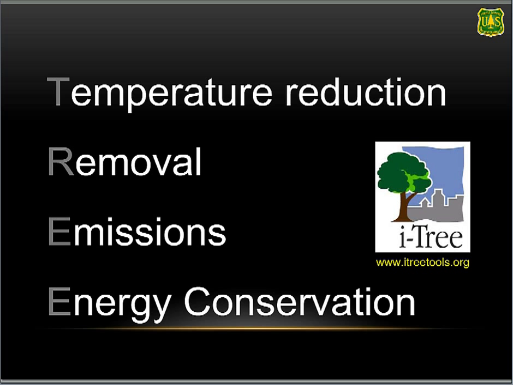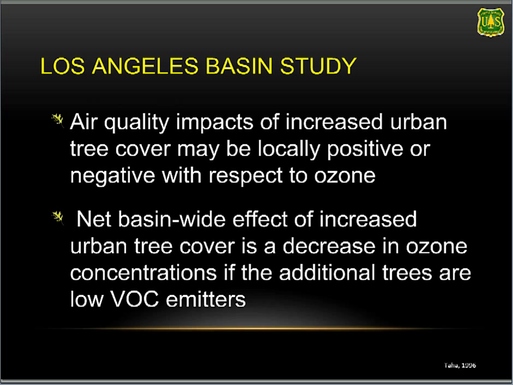So those are the 4 factors. We do, in i-Tree, temperature reduction is a new model we're working on. We have removal, we have the emissions of volatile organics, and we have energy conservation already estimated. We're trying to have people put this all together. And there have been some studies that looked at this.